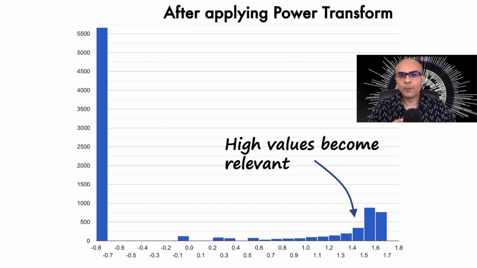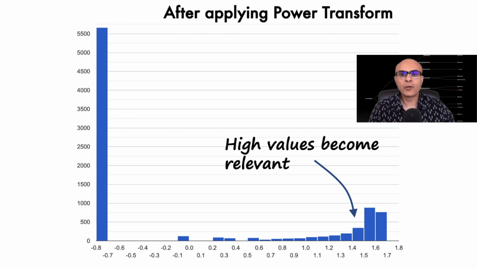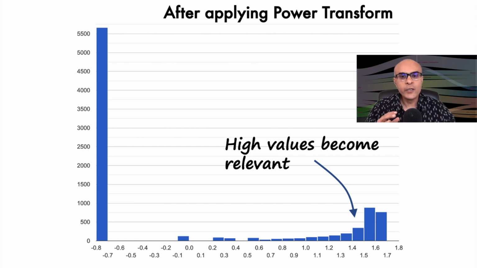The results of the power transform are shown over here, which has removed the skew. And after applying the power transform, the high values become more prominent and the machine learning algorithm will be able to pick up these high values. And in the Space Titanic problem, the unskewing helps to increase the accuracy a lot.